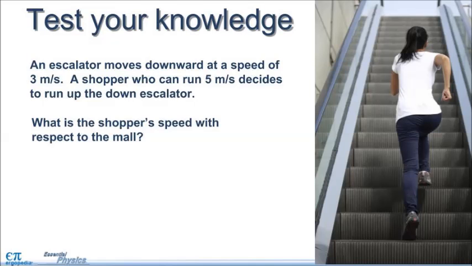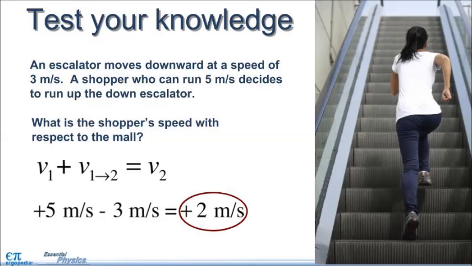Test your knowledge. An escalator moves downward at a speed of 3 meters per second. A shopper who can run 5 meters per second decides to run up the down escalator. What is the shopper's speed with respect to the mall? The answer is plus 2 meters per second.